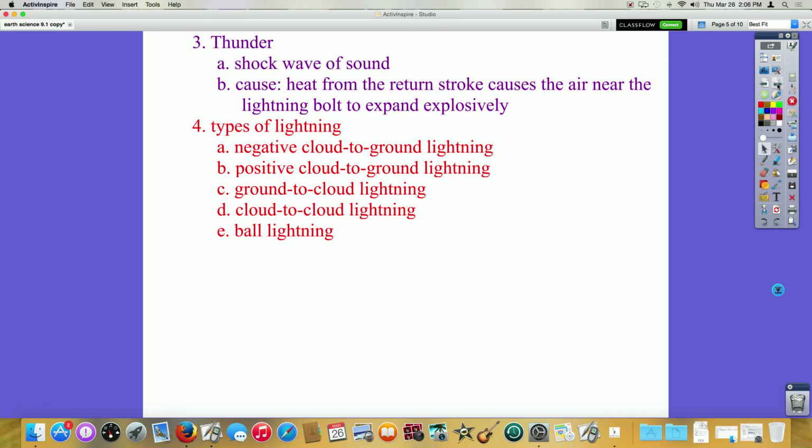So, types of lightning. The kind of lightning we've been talking about is negative cloud-to-ground lightning. There can be positive cloud-to-ground lightning. Remember that positive charge at the upper part of the cloud? Sometimes that will be attracted to negative charges in the ground, and we get positive cloud-to-ground. There's also ground-to-cloud lightning, where the electricity is actually going up into the cloud. And we can have cloud-to-cloud lightning.